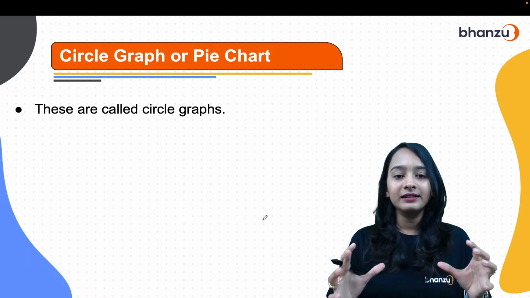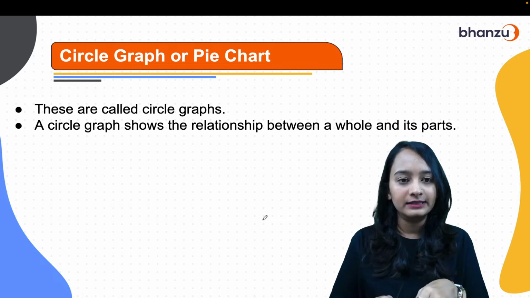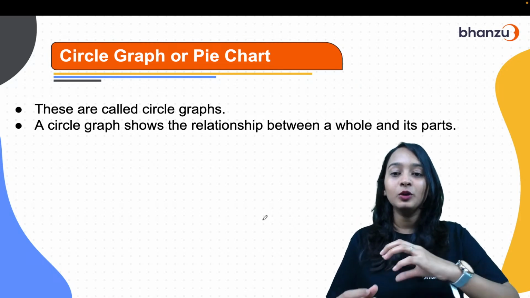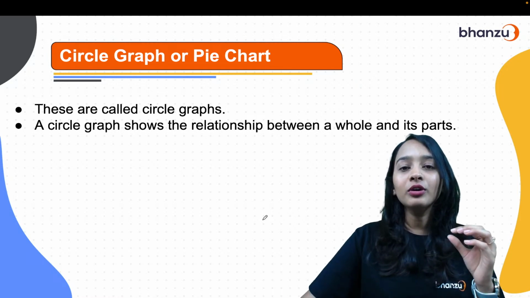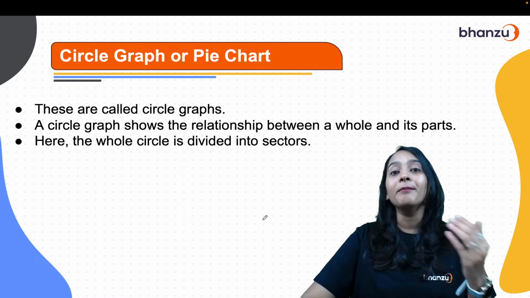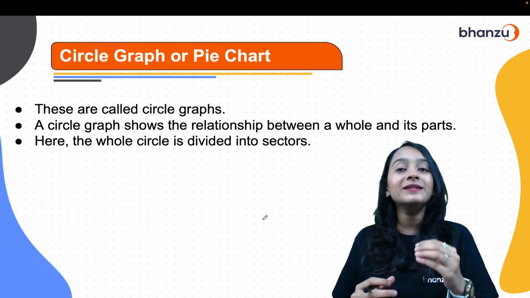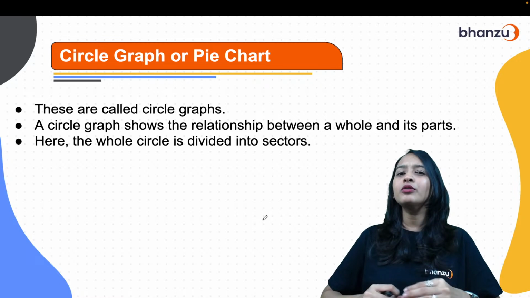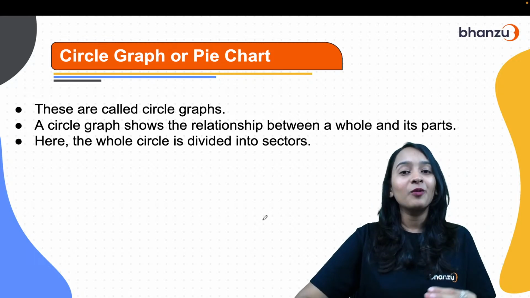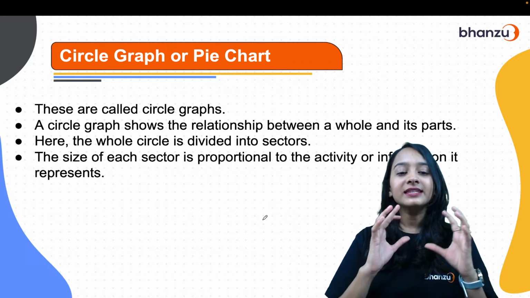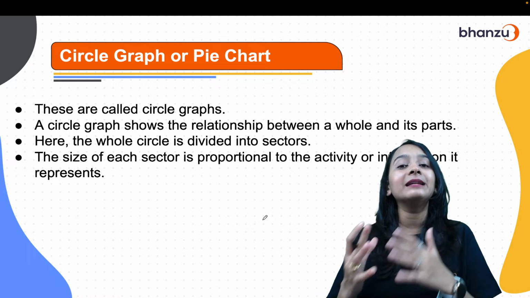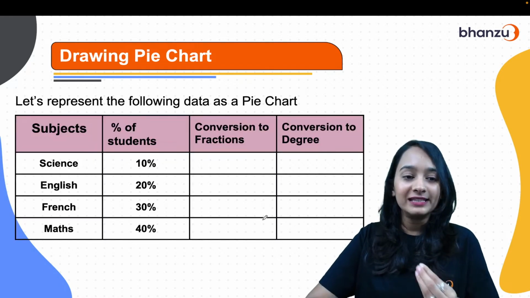So when you look at a circle graph, it's always in the shape of a circle, or you can call it a pie chart as well. A pie chart shows the relation between a whole and its parts. When you look at the data, it's not only one thing that it is representing. It is representing multiple things, right? And the whole circle is divided into sectors. Now, how do we know how much space we should allocate to each piece of information or data that we have? That is what we're going to learn in today's class. The size of each sector is proportional to the activity or the information that it represents, which is also called the frequency, right?